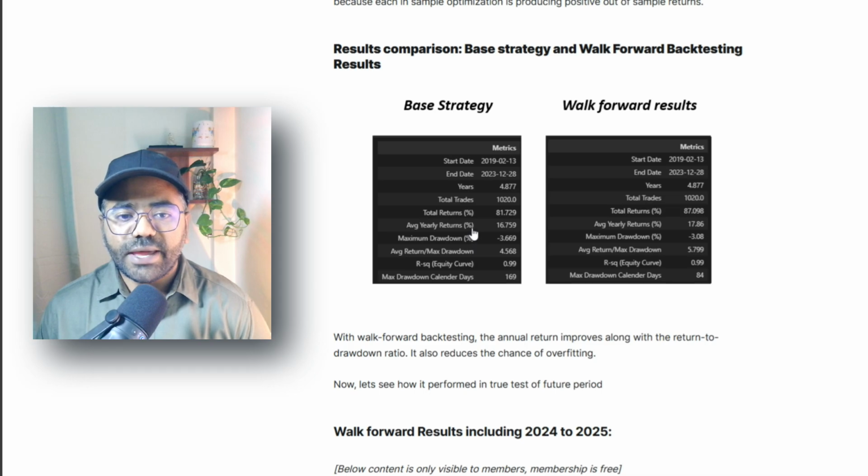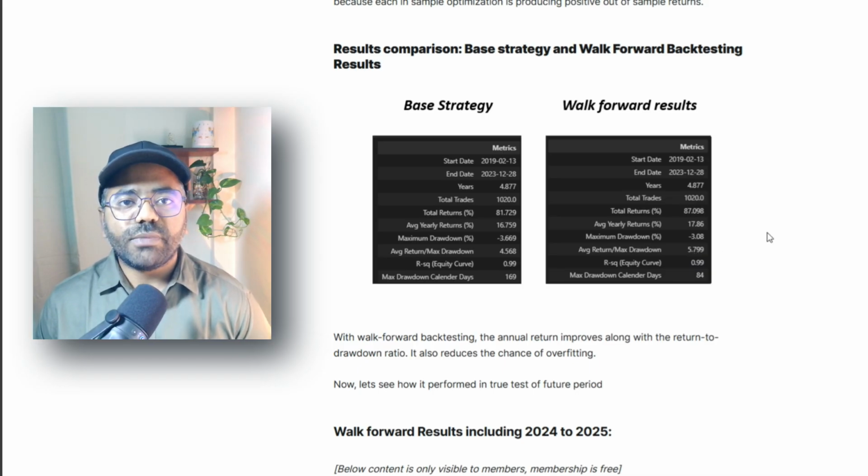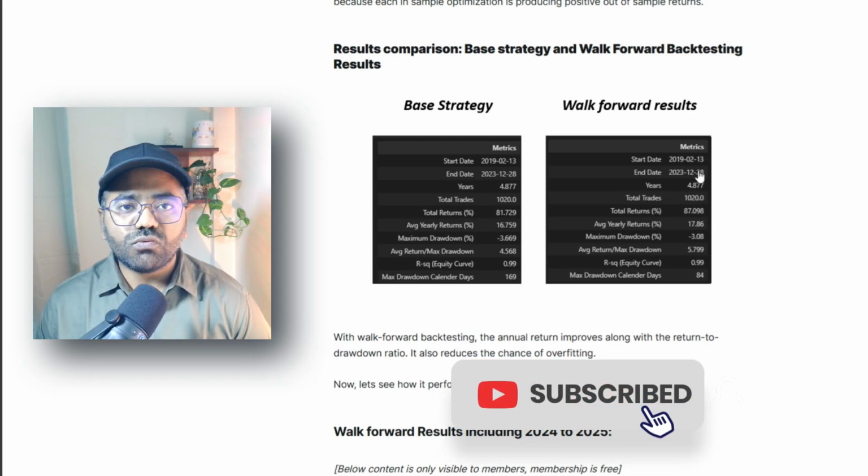And if you look at the comparison, for the base strategy the returns are 16%, and in walk-forward optimization it is 17%. And the return to drawdown ratio increased from 4.5 to 5.7. So even though this is not a big jump, it is giving us confidence that whatever parameters we are using, whatever optimization we are doing, we are definitely not overfitting. The reason is that it has worked over multiple out of sample periods.